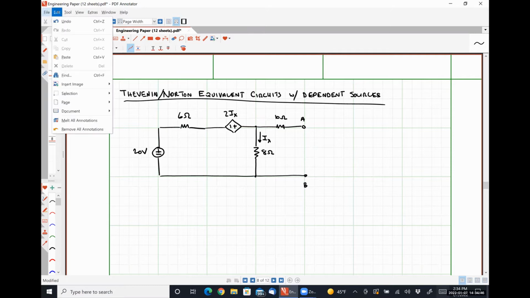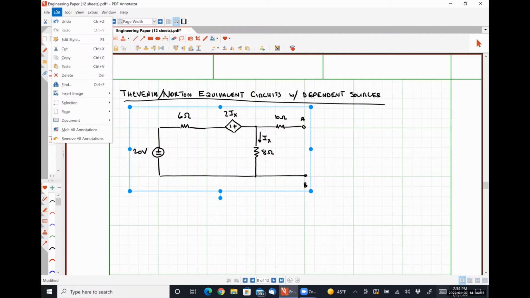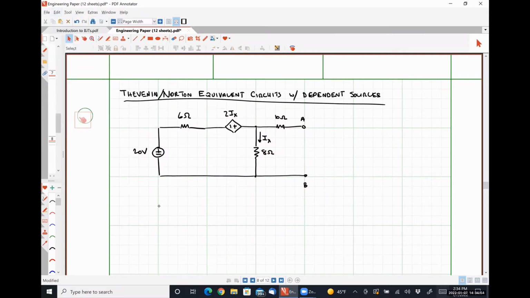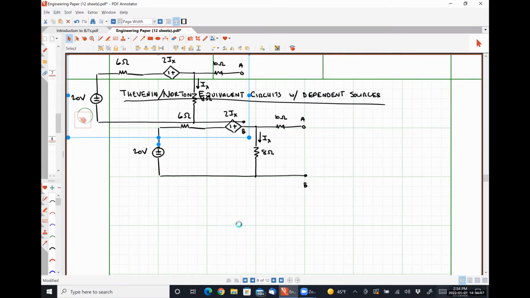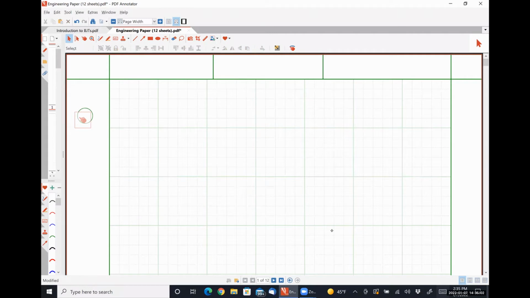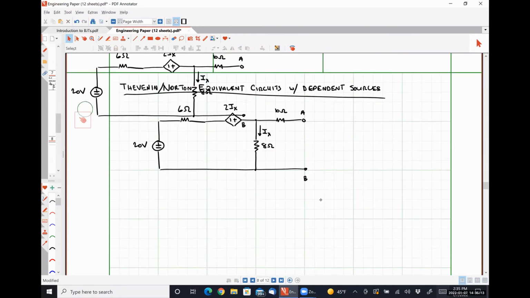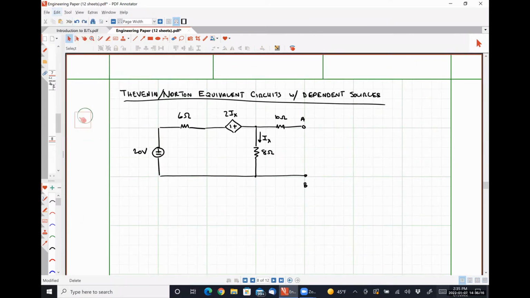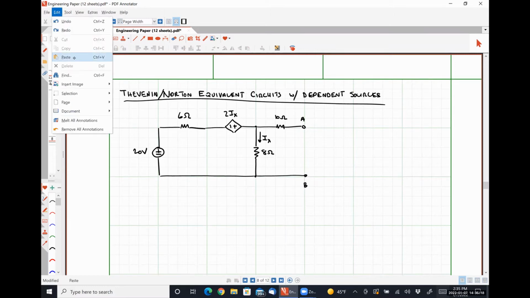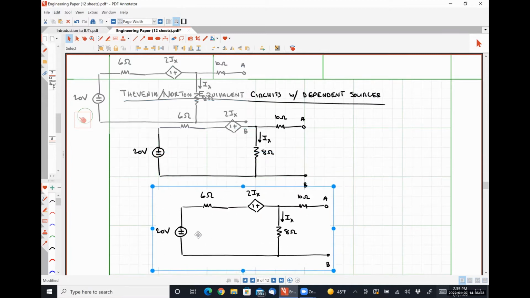So let me make a copy of this. Goodness gracious, what the heck did I just do? Sorry, having a little bit of a technical difficulty there, and also not entirely sure why it started me up on page 8, but that should be okay.